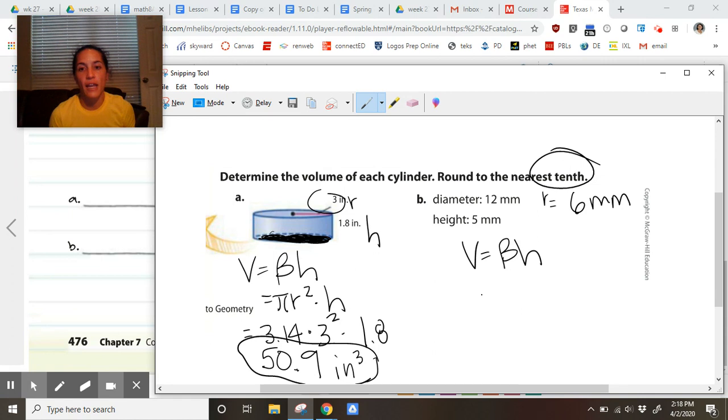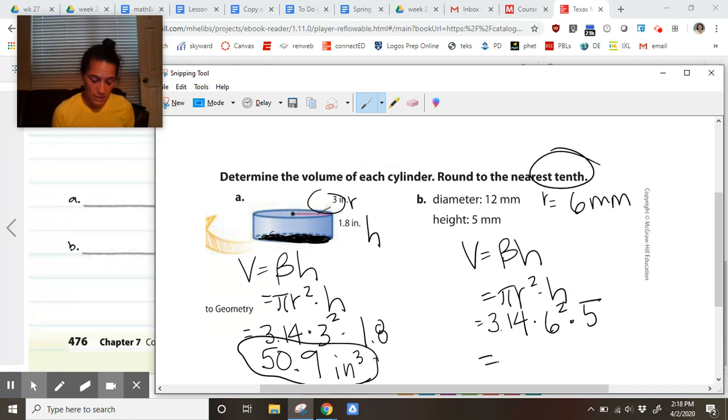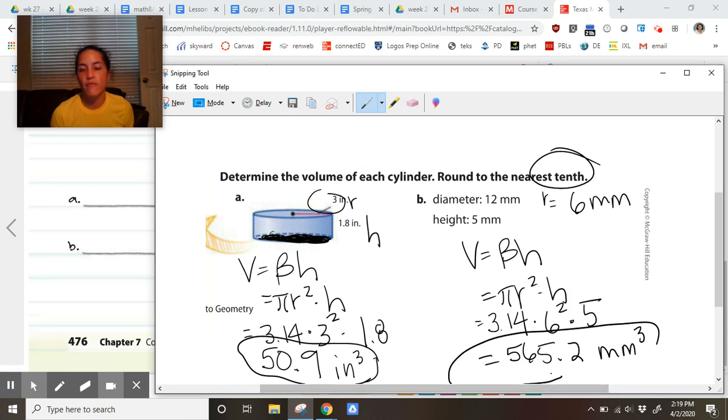So we're going to start with our formula. This is what I expect: if we were in a classroom, I would tell you that you have to start with your formula every time or I would take points off. So pi r squared times h, because the base area is a circle. Then we plug our numbers in: 3.14 times 6 squared times 5. In my calculator, 3.14 times 6 squared is 36, times 5, and I get 565.2, rounded to the nearest tenth. So 565.2 millimeters cubed would be my volume.